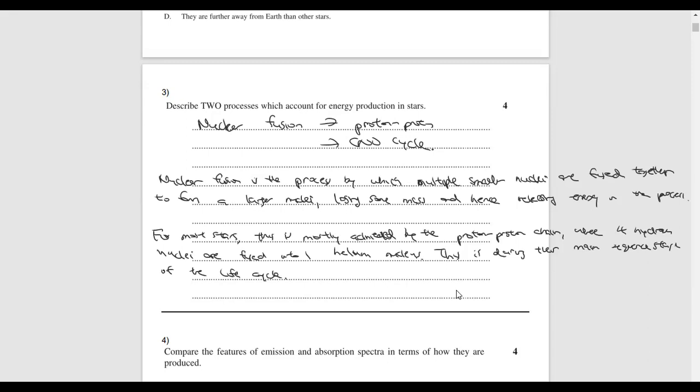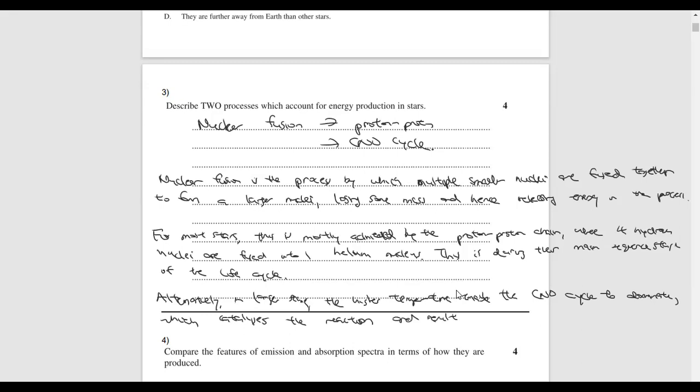Now, you'd probably mention the second process. So alternatively, in larger stars, the higher temperatures enable the CNO cycle to dominate, which catalyzes the reaction, okay, and results in faster conversion and higher power output. Something along those lines, right?